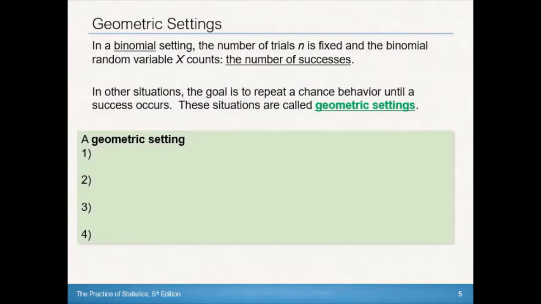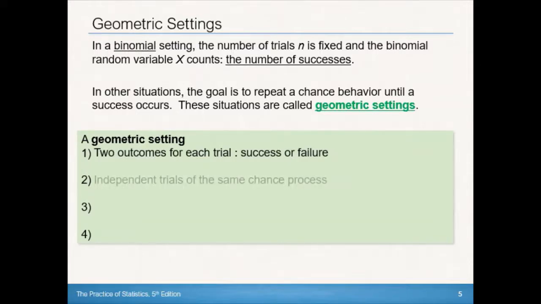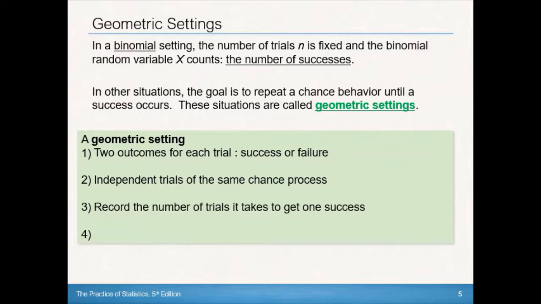All of this deals with a geometric setting. So in a binomial, we had a fixed number of trials. Here, our trials end once we get a success, so we don't have a fixed number. We have two outcomes again, success and failure. Each trial should be independent of the others. In this case, we're going to record the number of trials it takes for our first success. And the probability of success for each trial should be the same.